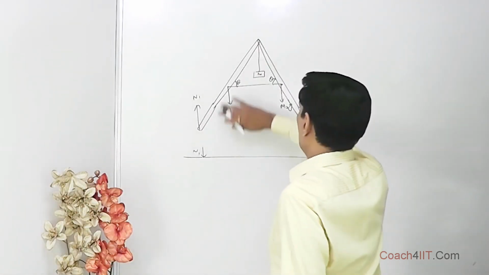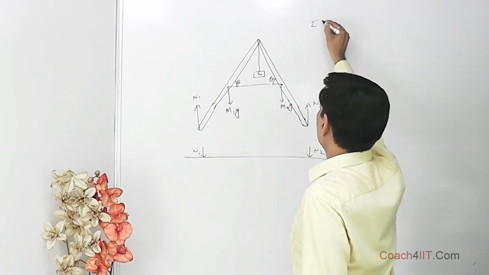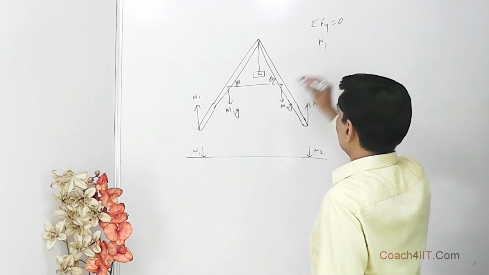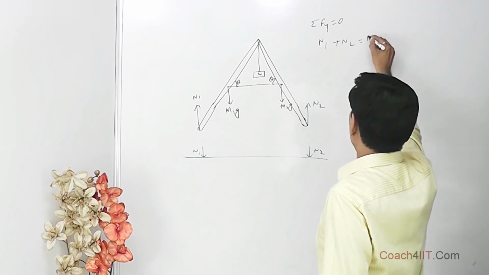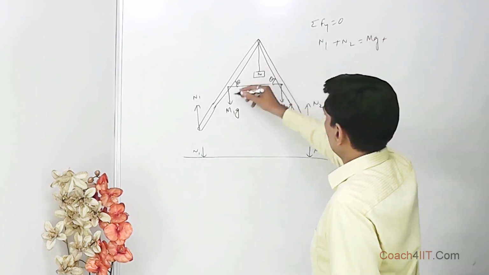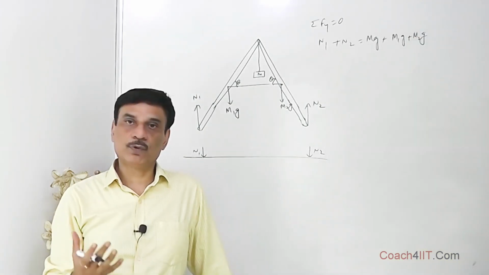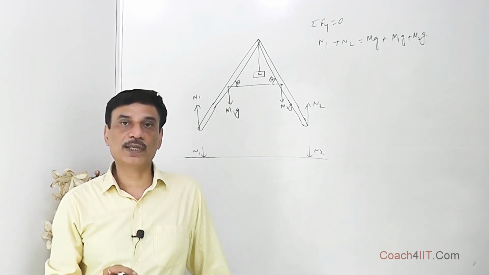Now, because this whole structure is neither moving in the upward direction nor moving in the downward direction, it means the summation of forces along the y-axis is equal to 0. It means the upward forces, that is N1 plus N2, is equal to mg plus m1g plus m2g. Net force along the y-axis is equal to 0. We have used that, so we have made one equation.